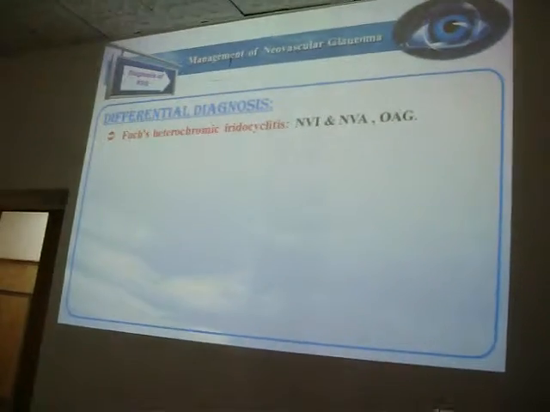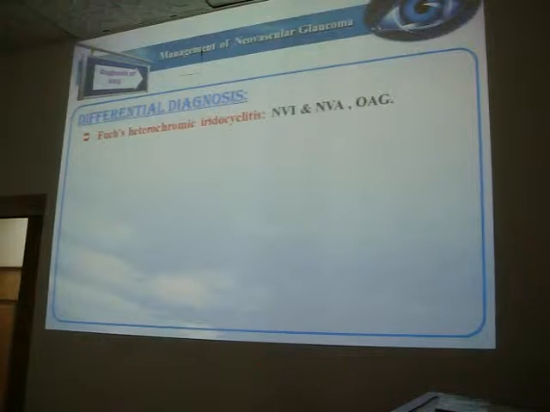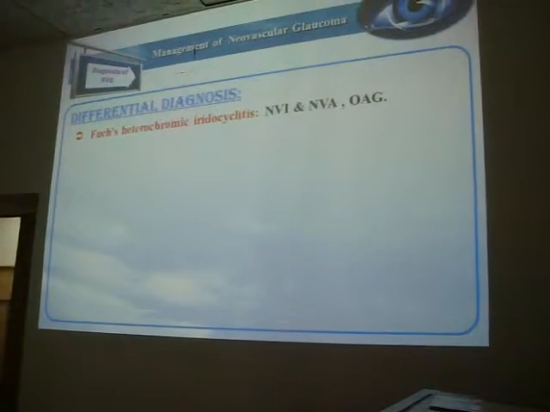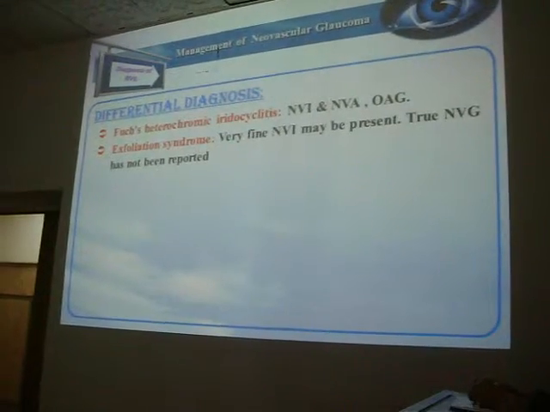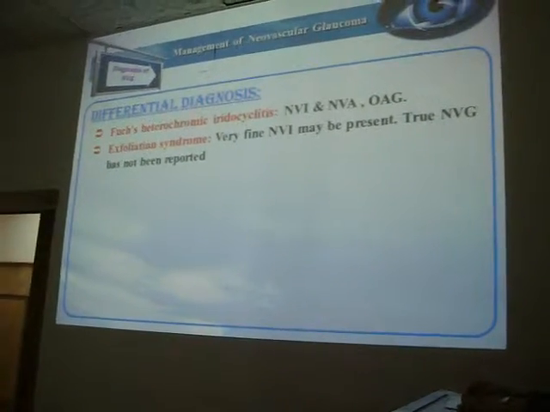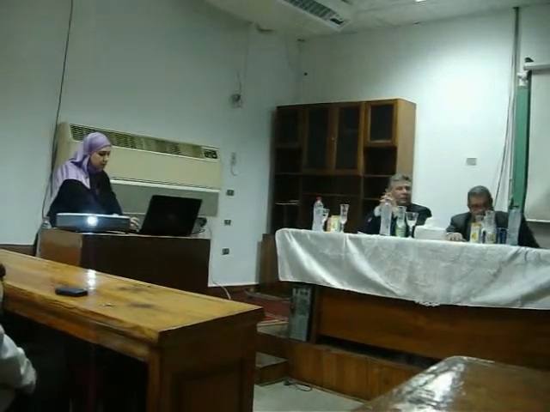Differential diagnosis: it is commonly confused with Fuchs heterochromic iridocyclitis because of the presence of neovascularization of the iris, vascularization of the angle, and open-angle glaucoma. Exfoliation syndrome, where there is very fine vascularization of the iris; true neovascular glaucoma has not been reported. Acute iridocyclitis, an inflammatory condition of the anterior segment that can cause prominent iris vessels that are sometimes impossible to differentiate clinically from neovascularization of the iris. Also acute angle closure glaucoma, trauma and hemorrhage.